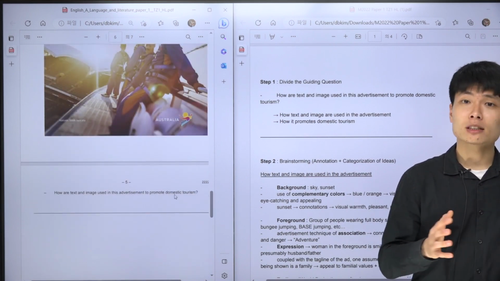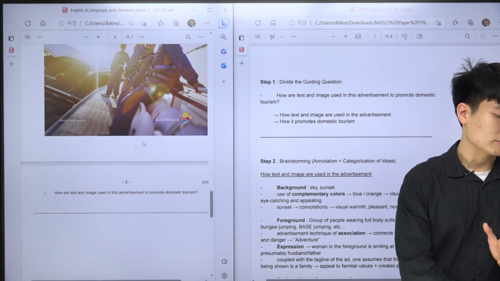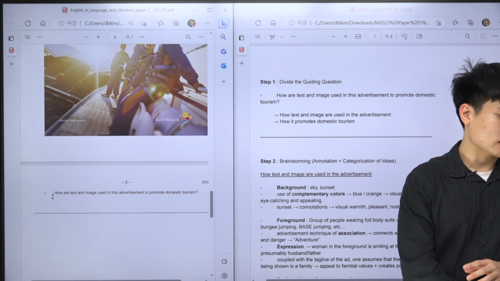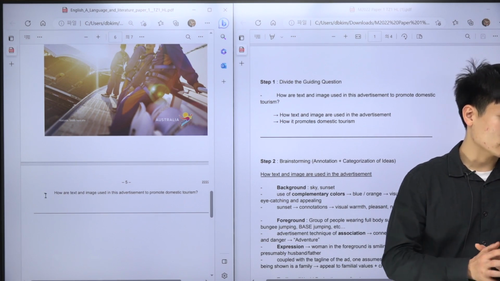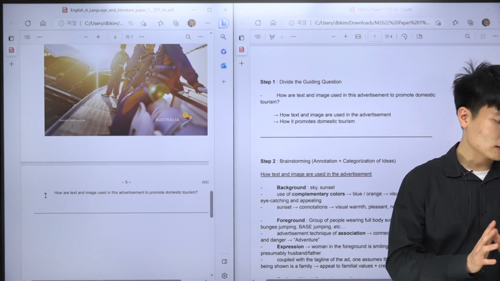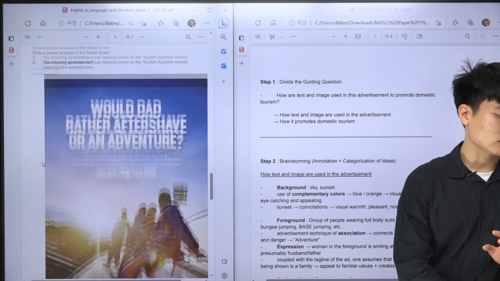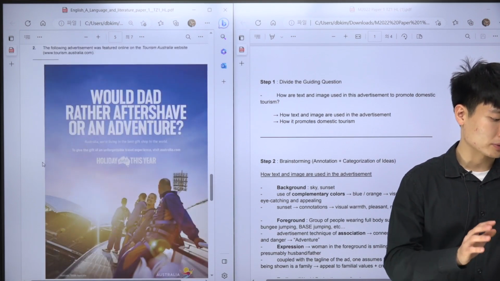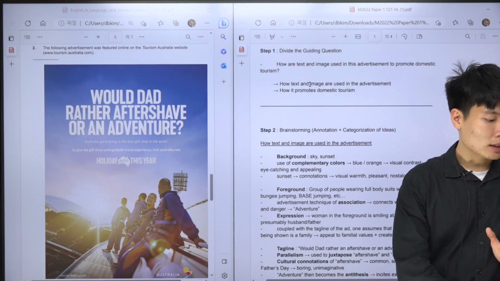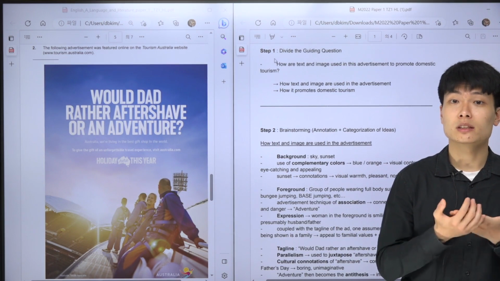And if you have watched my video on Paper 1 tips and strategies, you'll remember that the very first thing you need to do when dealing with a Paper 1 text is to read the guiding question. How are text and image used in this advertisement to promote domestic tourism? As far as guiding questions go, this one is not too hard. It leaves you a lot of room to interpret the following text. So, let's go through step 1, dividing the guiding question into its constituent demands.